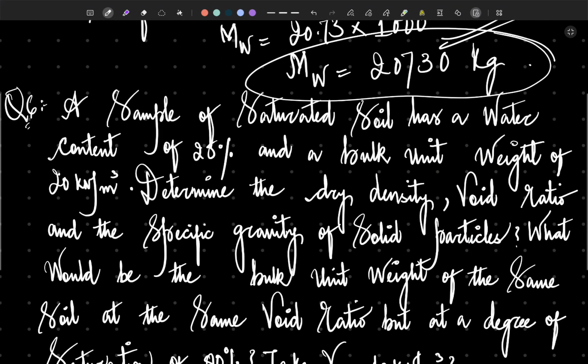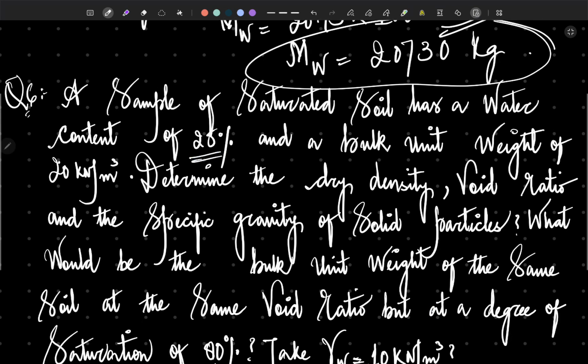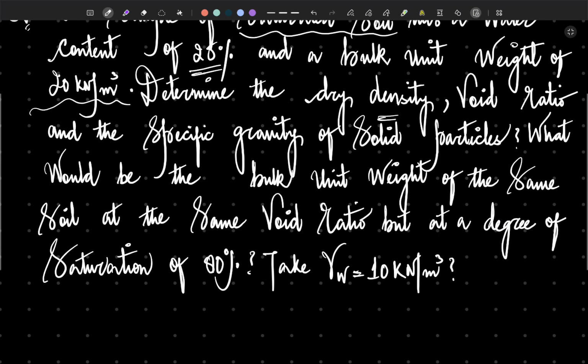The question is: a sample of saturated soil has a water content of 25% and a bulk unit weight of 20 kilonewton per cubic meter. Determine the dry density, the void ratio, and the specific gravity. What would be the bulk unit weight of the same soil at the same void ratio but at a degree of saturation of 80%? We have to take the unit weight of water as 10 kilonewton per cubic meter. All right, so let's solve this.